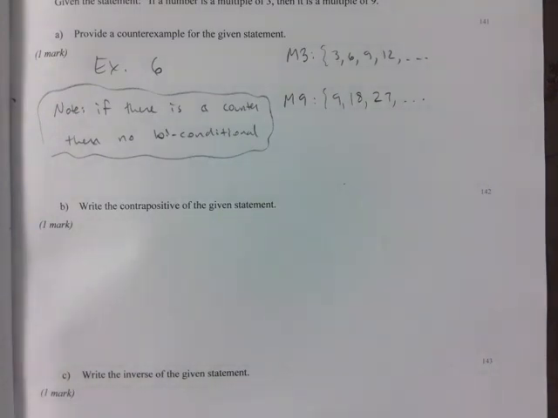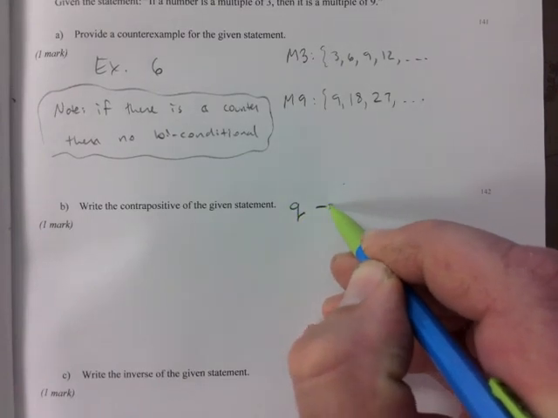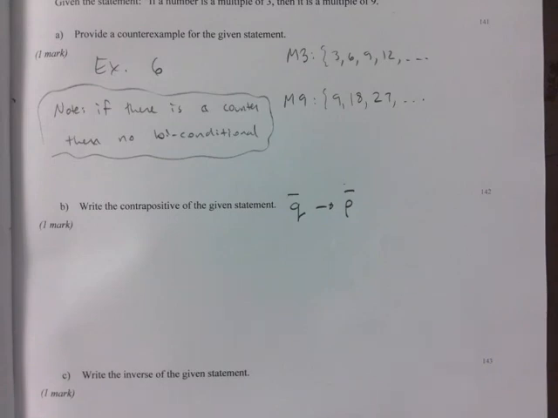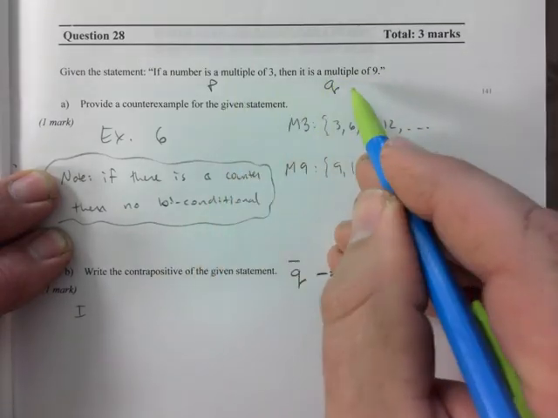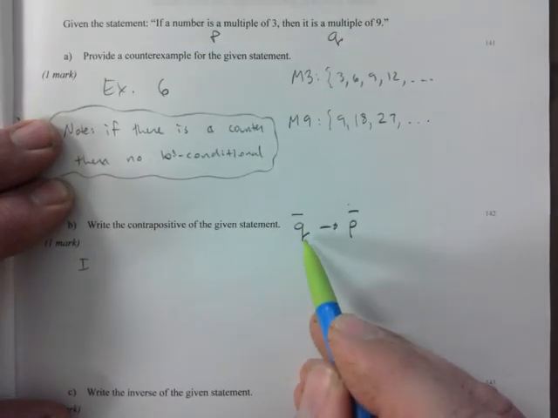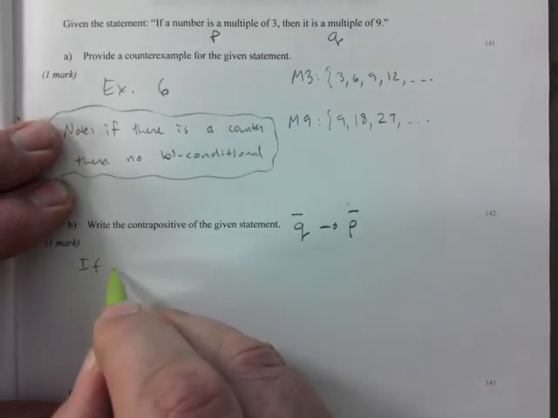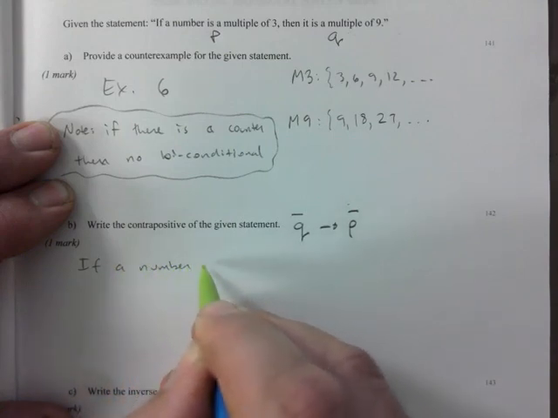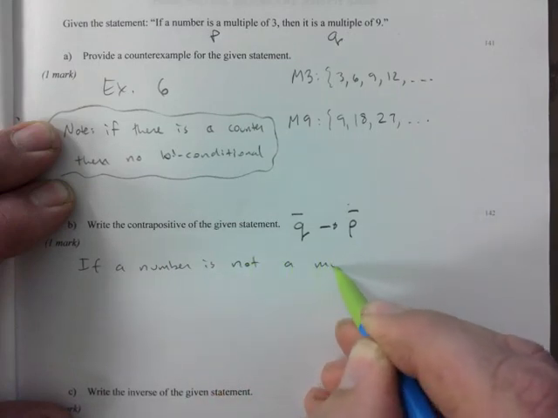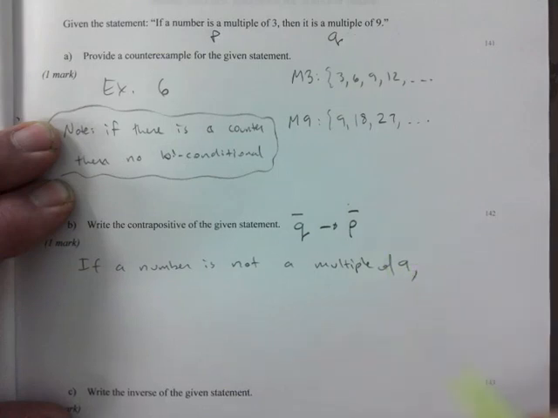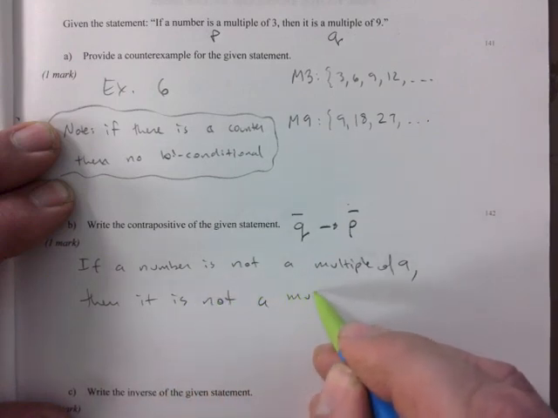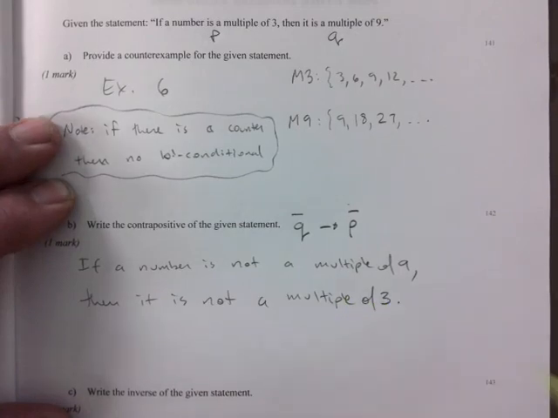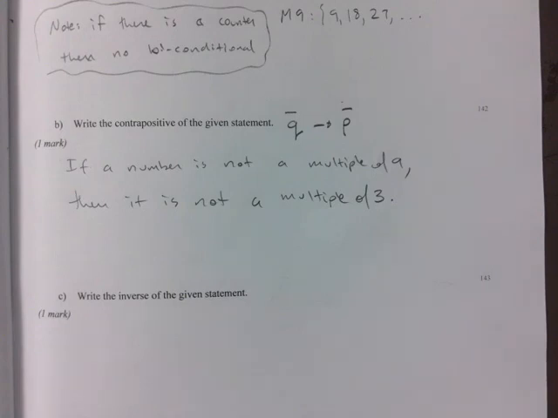Write the contrapositive of this statement. So they basically want you to flip P and Q and put a not in front of both of them. So how would you do that? By the way, this is P and this is Q, right? That's your original conditional. So this is Q, so I need to start with Q and put a not. If a number is not a multiple of 9, then it is not a multiple of 3. That's it. I would call these easy marks, guys.